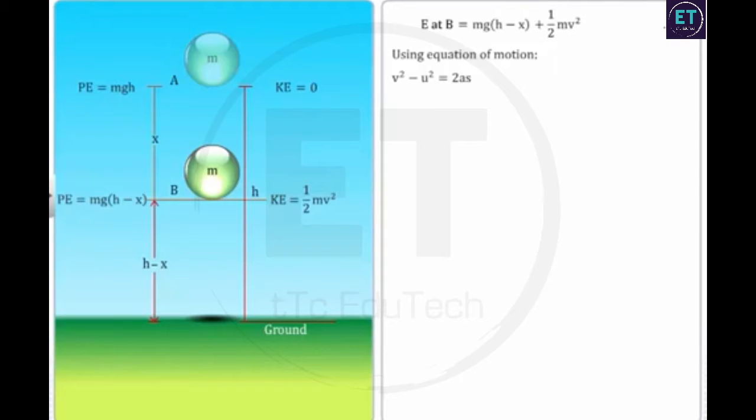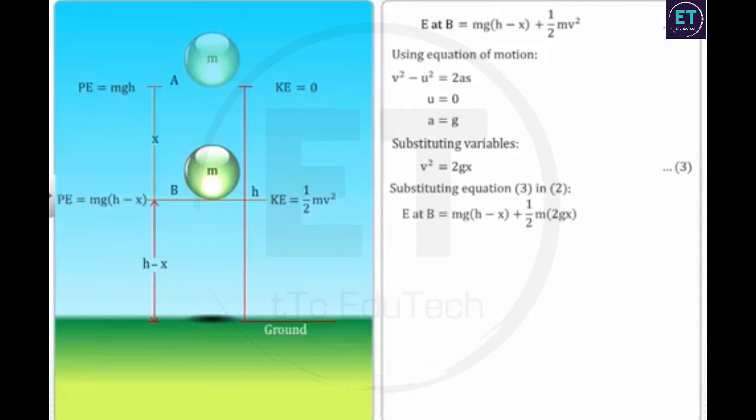Here, the initial velocity u is 0. The acceleration of a free-falling body is only due to gravity. Substituting the corresponding variables in the expression for final velocity and simplifying, you get the square of the final velocity of the body at B equals 2gx. Let this be equation 3. Substituting equation 3 in equation 2 and simplifying, the total energy at B equals mgh.